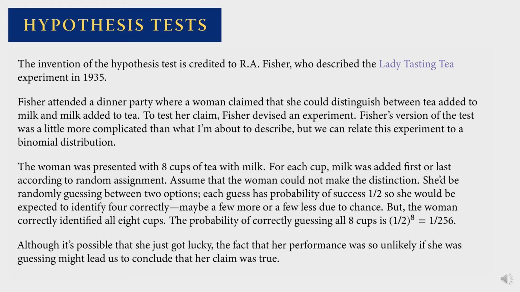So, it begins with R.A. Fisher at a dinner party, and a woman announces to everyone that she can tell the difference between tea added to milk and milk added to tea. If you give her a cup of tea with milk, she can tell what's been added first. Fisher decided to test her claim. They prepared 8 cups of tea where the order of milk and tea were randomly assigned. So think of it like they flipped a coin to decide which should come first for each cup.